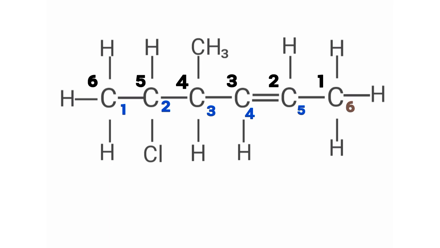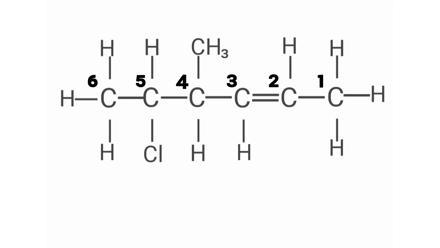Now we identify which numbering will give the double bond the lowest possible number. If we number from the left to the right, the double bond would be at carbon 4. If we number from the right to the left, the double bond would be at carbon 2. Since 2 is lesser than 4, numbering from the right to the left will give the double bond a lower number. So we are going to number from the right to the left.